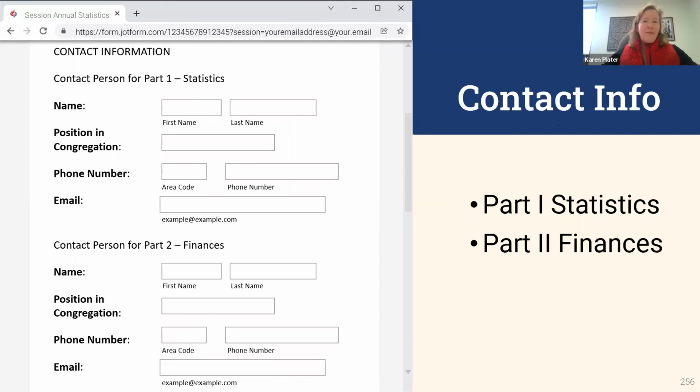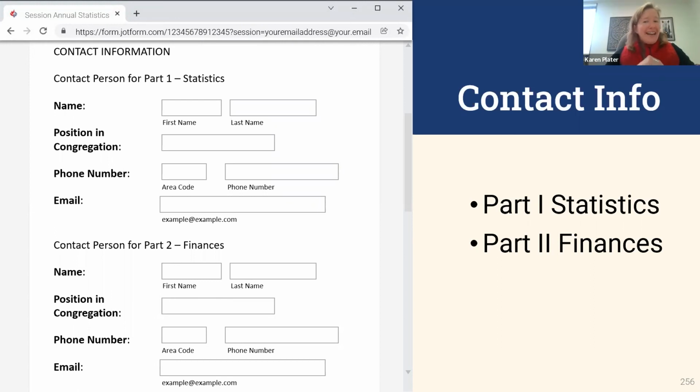All right, the next questions, these are very simple. But the contact information, and we have done a little change this year. So we're looking for the contact information, the person who has filled out part 1 for the statistics, whoever you want us to ask questions, if we have questions about it, that's who you put here. And the contact person for part 2, the finances. The finances doesn't have to be the treasurer. It could be the bookkeeper. It could be the accountant. It could be whoever you want us to go to when we have questions about this specific form.